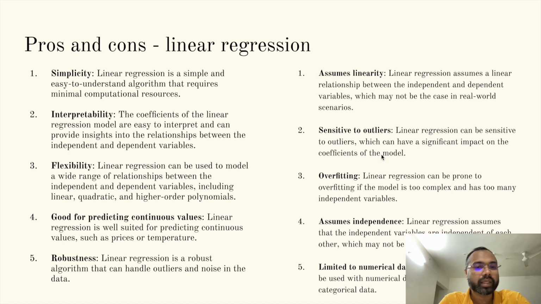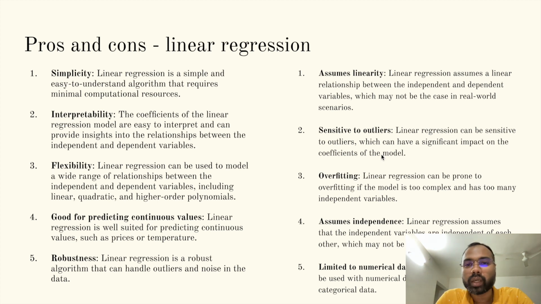Flexibility: linear regression can be used to model a wide range of relationships between independent and dependent variables, including linear, quadratic, and higher order polynomials. Good for predicting continuous values, like we have already discussed, like prices or temperature values, right? This kind of thing we can predict. Robustness: it is a robust algorithm because it can handle outliers and noise. So outliers I had talked about in my previous videos, what they are and why we should handle them. So doing the EDA helps us do that.